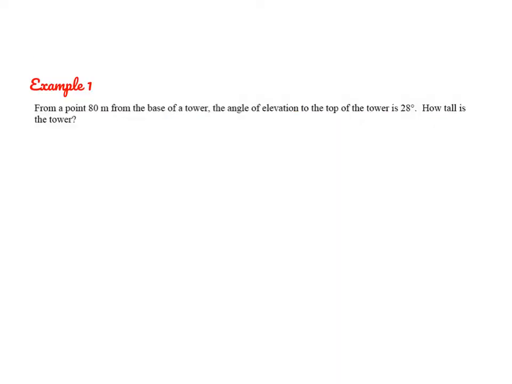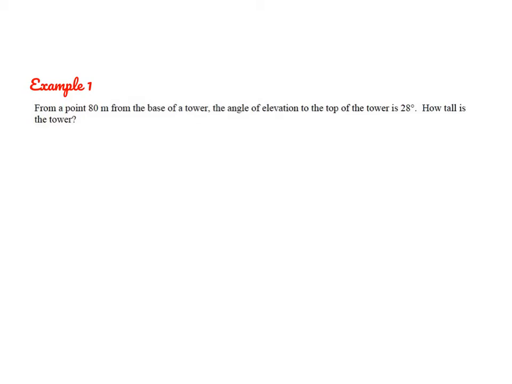So now we're going to try a couple of word problems that use angle of elevation or depression. A key to this is going to be drawing a picture and then labeling our parts appropriately, and then we're going to be using SOHCAHTOA to solve for the missing part. So it says, from a point 80 meters from the base of a tower, the angle of elevation to the top of the tower is 28 degrees. How tall is the tower?